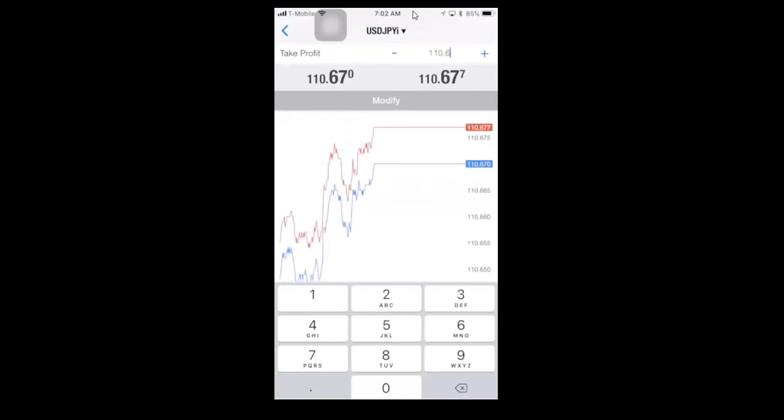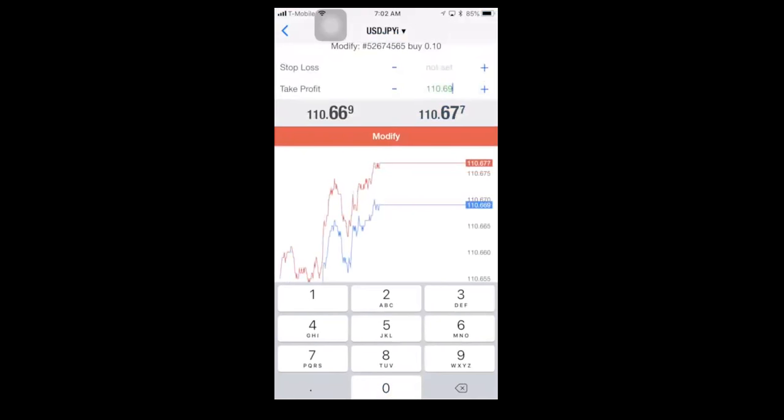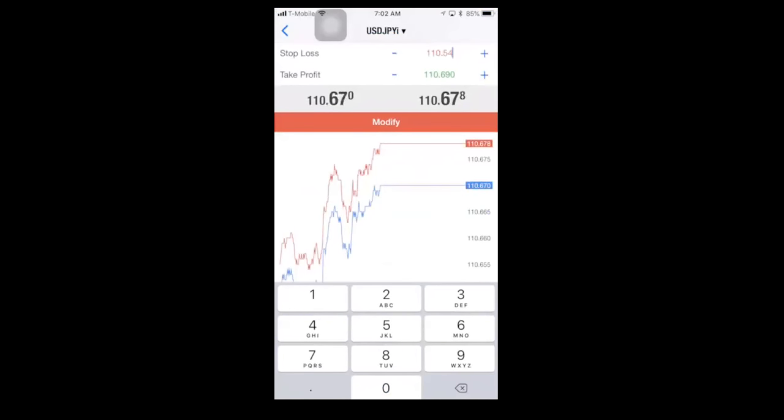You would modify it. So if you entered at 110.64, I just count 64, 65, 66, 67, 68, 69. You modify it and you do a 5-pip take profit of 69. I would drop my stop loss right at about 54, so 110.54, right below the previous lower low. And that's how I do it, okay?